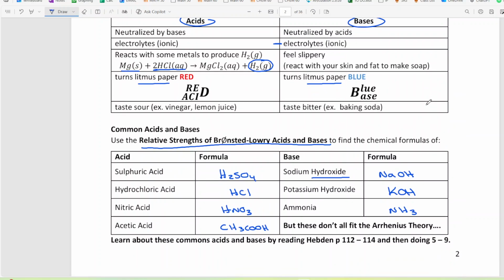So in the homework, it's simply just to read about these common acids and bases and do some practice questions around them. And then we are going to look at the fact that, wait a minute, we called this a base, but it doesn't end in hydroxide. So it doesn't fit the Arrhenius theory of a base. Lots more of that to come.